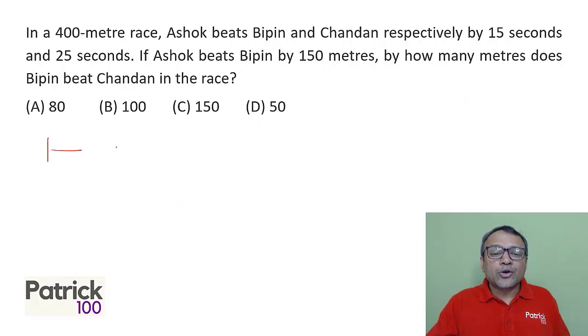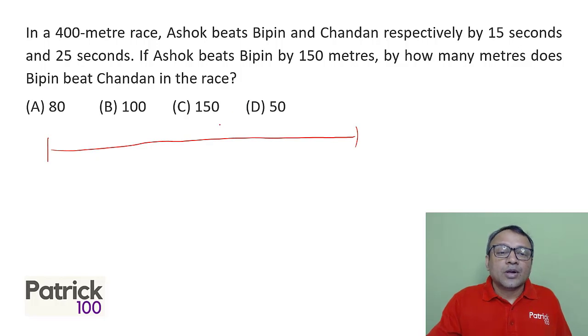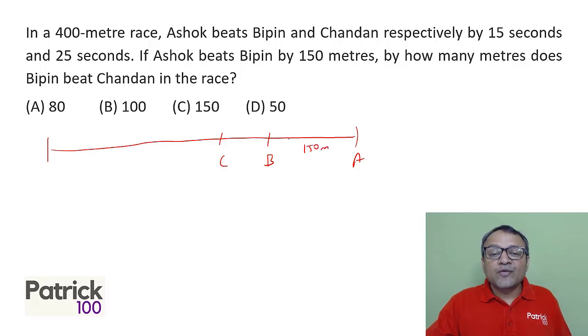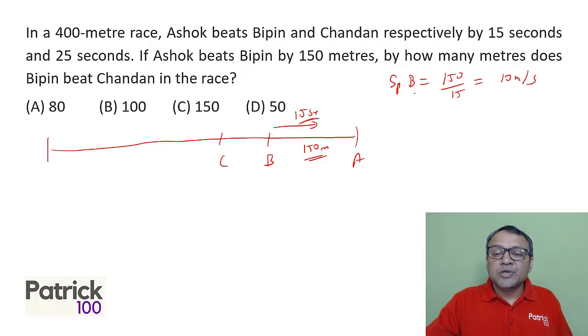Now the 400-meter race. I normally draw a time per distance sum. Ashok finishes the race, Bipin is 15 seconds behind and C is 25 seconds behind. So A beats B by 15 seconds, or 150 meters, and this 150 meters B covers in 15 seconds. That means the speed of B is distance upon time, which is 150 upon 15, 10 meters per second.